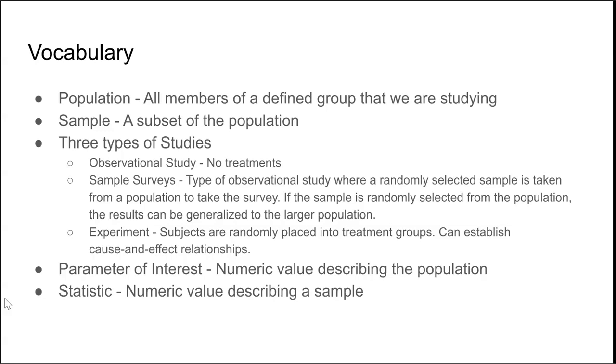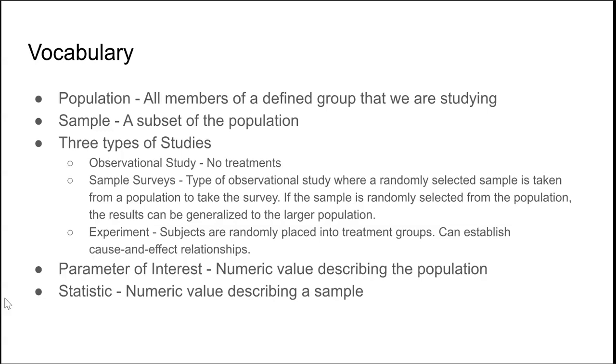An observational study does not have treatments imposed by researchers. Sample surveys are a type of observational study where a randomly selected sample is taken from the population to answer questions. An experiment can be used to establish a cause and effect relationship and is different from an observational study in that subjects in an experiment are randomly assigned to treatment groups.